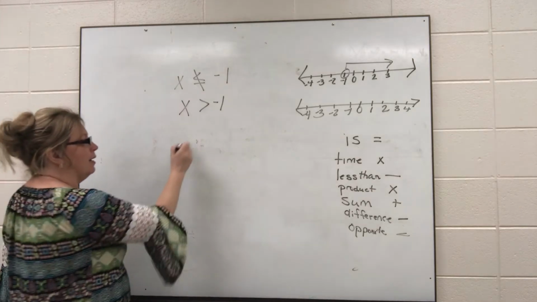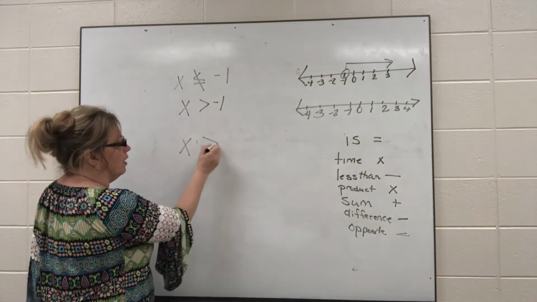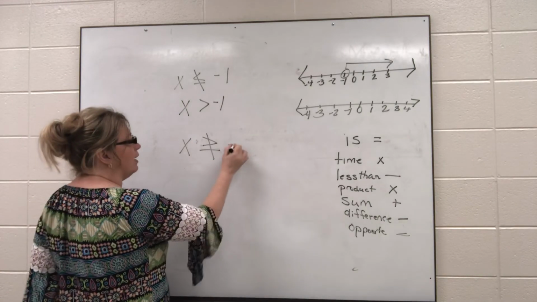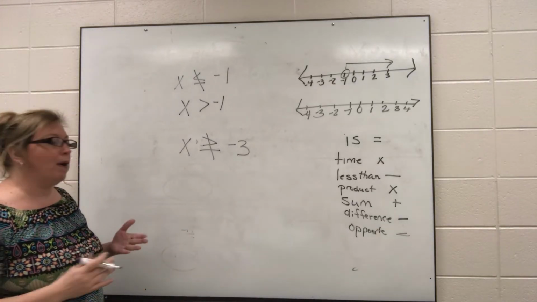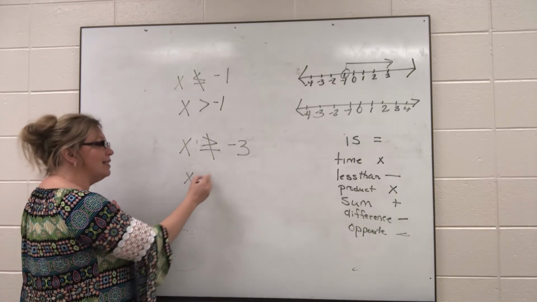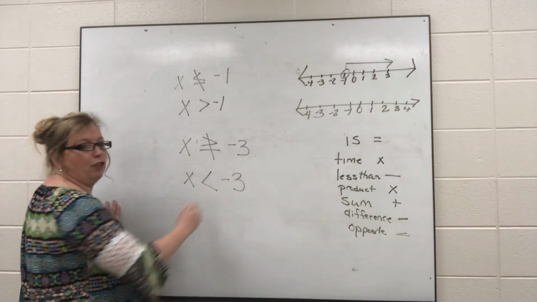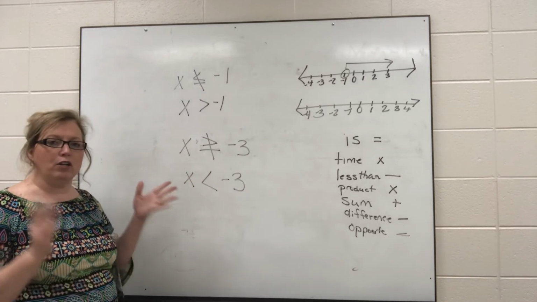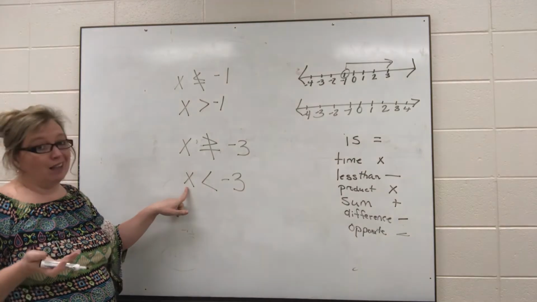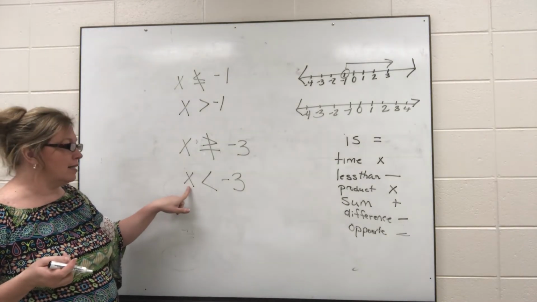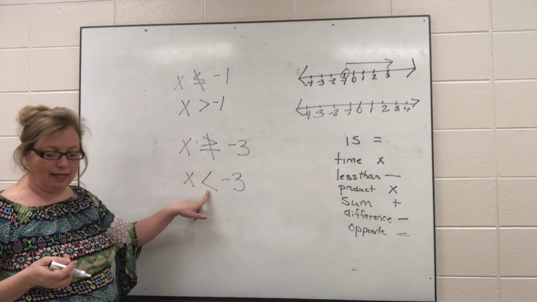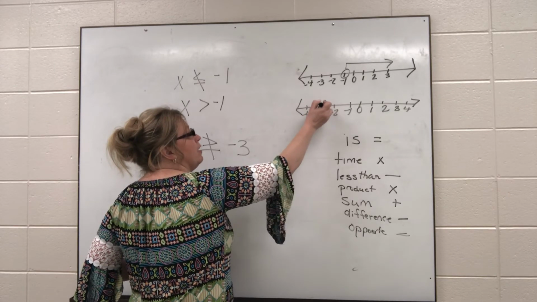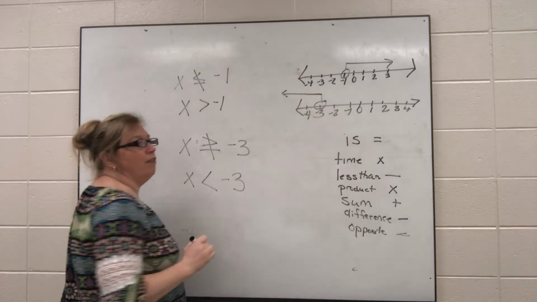Look at number 6. X is not greater than or equal to -3. Okay, so I want to make this a positive. I want to say x then is less than -3. Remember, if it says it's not equal, then I'm not going to address the fact that it's equal. All right? Now, x is less than -3. If x is less than, I'm going to go over here and circle my -3 and go to my negative numbers.